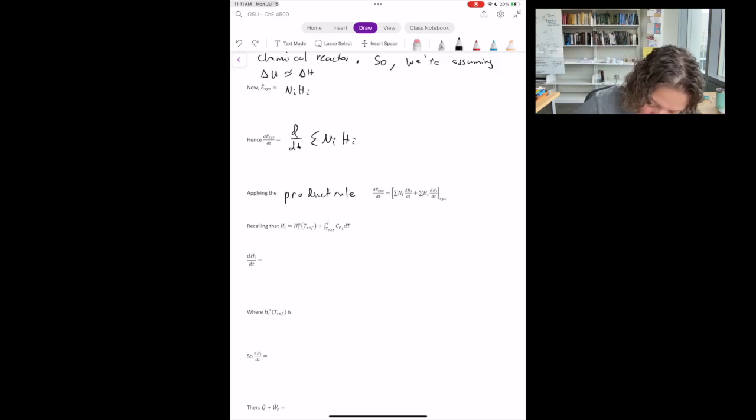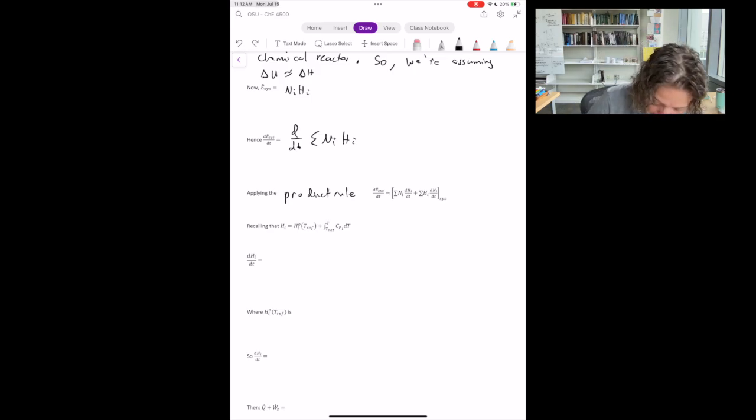So what is Hi? This Hi term is the enthalpy of the species, maybe the enthalpy of formation, which is typically an enthalpy that we use when we write delta H's for chemical reactions. So we know that we can write that as being equal to a reference enthalpy plus a change in enthalpy due to temperature. If we do that, now we can differentiate this expression with respect to time.